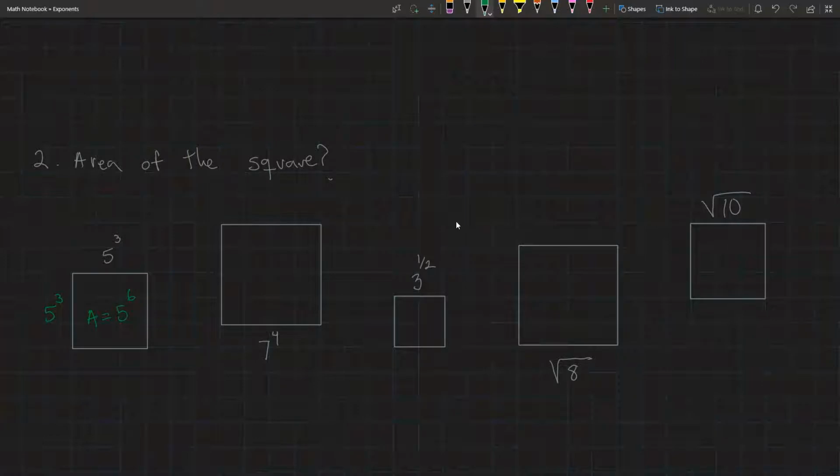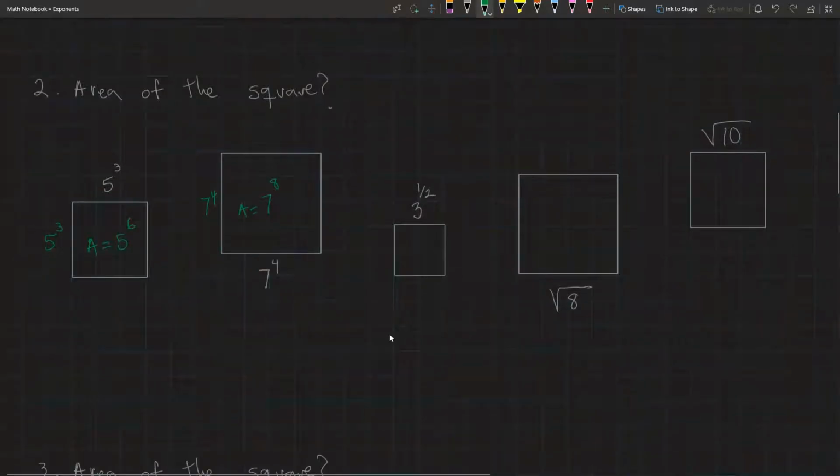Same idea for this one. Then we know that this side is 7 to the 4th. To find the area, we just multiply those or square them. We can say the area is 7 to the 8th power. And if you want to see two ways of thinking about it, I'll write it one time, not for all of them. The area was 7 to the 4th times 7 to the 4th, which is 7 to the 4 plus 4. That's one way of thinking about it.